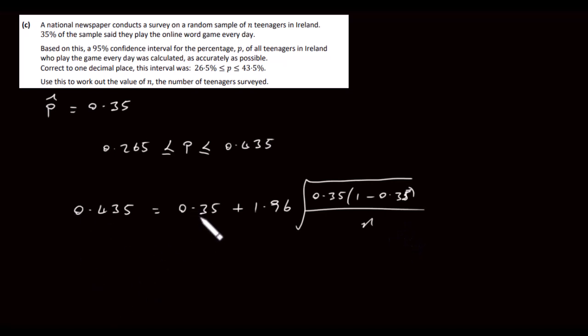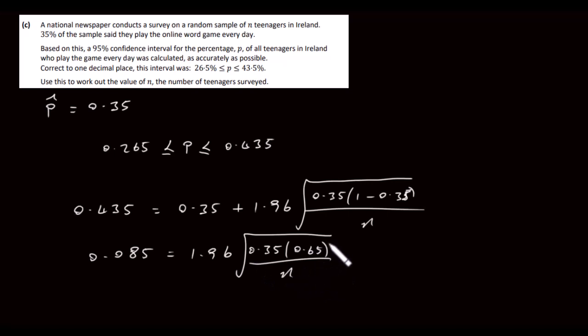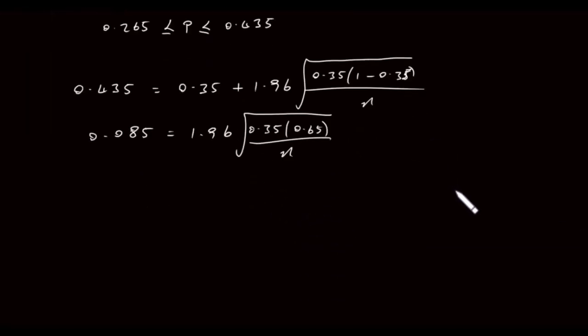So the first thing we're going to do is just bring this over here. So you've got 0.435, you've got to subtract 0.35. That gives 0.085. 0.085 is equal to 1.96 and so on, times the square root of 0.35 times 0.65 over n. Next thing I'm going to do is just divide by 1.96. So you've got 0.085 divided by 1.96. That gives us 17 over 392. Now, and again, that's equal to the square root of 0.35 times 0.65 over n.